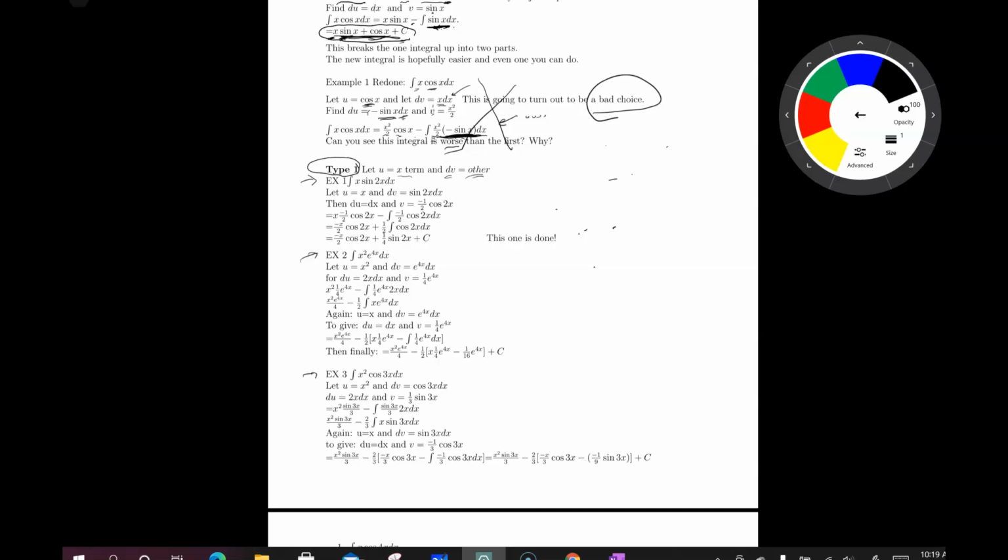So here I have number 1, x times sine of 2x dx. Again, I'm going to let u equal the x term and dv equal the sine of 2x dx. With the dv, the dx has to be included. So I take the derivative of my u, so du is dx. I take the antiderivative of dv, so that's v. And here, let me just write it over here, I'm taking the antiderivative of sine of 2x dx.